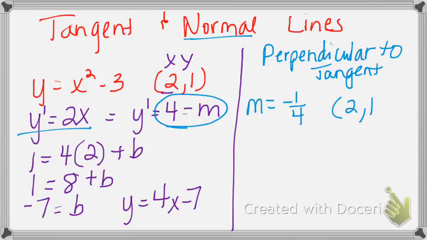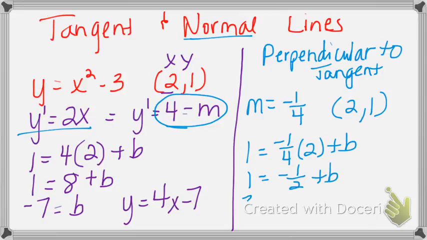We're still going to use the point (2, 1). So you've got 1 equals mx plus b. Multiply, add, and so your equation for your normal line will be y equals negative 1/4 x plus 3/2.